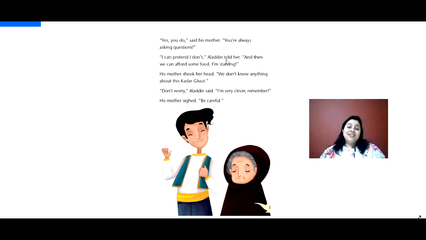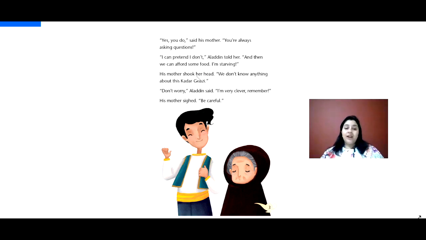Now when his mother said that you ask many questions, Aladdin says, "I can pretend I don't." So he's going to act as if he doesn't ask questions. "And then we can afford some food. I'm starving." This shows an implicit meaning. This means that they are very poor and Aladdin doesn't have any work, so he's looking for some work to earn for his living, isn't it? He needs food, he's starving, he's hungry.